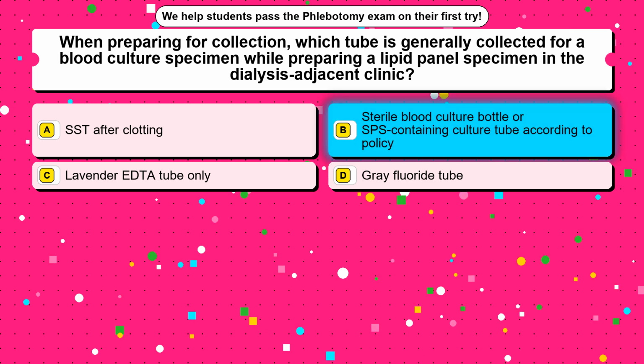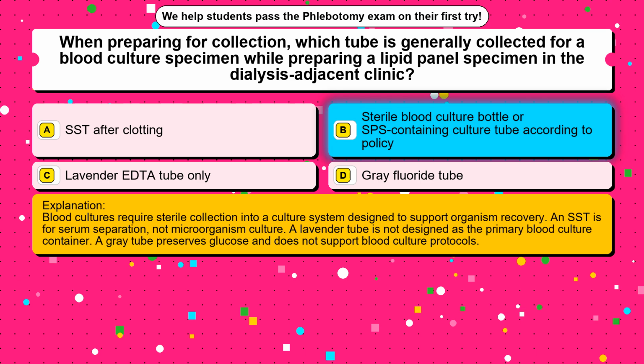The correct answer is option B, sterile blood culture bottle or SPS containing culture tube according to policy. Blood cultures require sterile collection into a culture system designed to support organism recovery. An SST is for serum separation, not microorganism culture. A lavender tube is not designed as the primary blood culture container. A gray tube preserves glucose and does not support blood culture protocols.